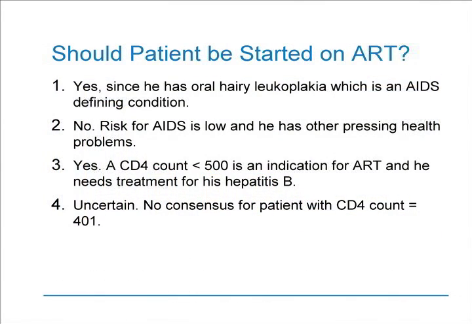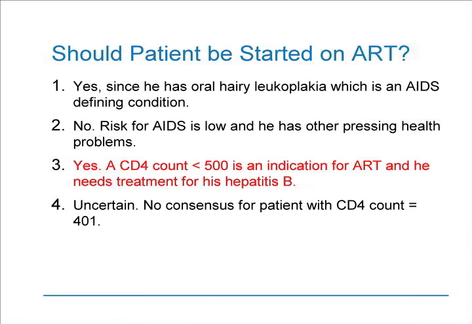So back to our case patient. The question is, should he be started now on antiretroviral therapy? And answers that are provided here are, and only one is correct: yes, because he has oral hairy leukoplakia, which is AIDS-defining; no, because his risk for AIDS is low, and he has other pressing health problems; yes, the CD4 count is less than 500, and that is an indication for ART, and he needs treatment for his hepatitis B; and lastly, uncertain, because there's no consensus for a patient with a CD4 count at about 400.